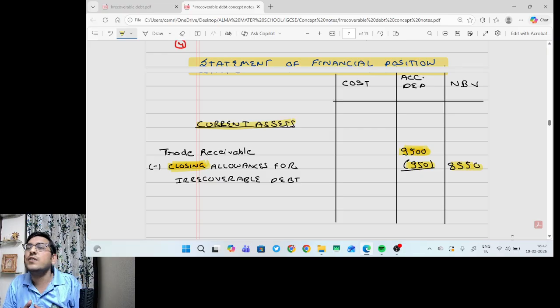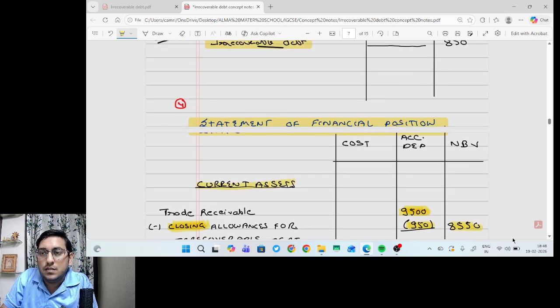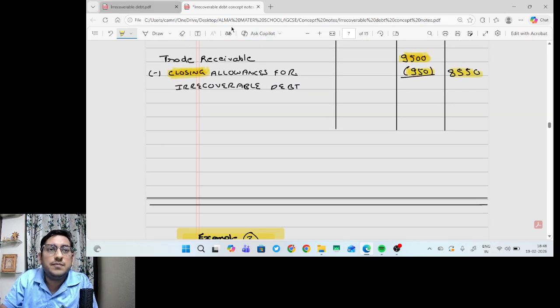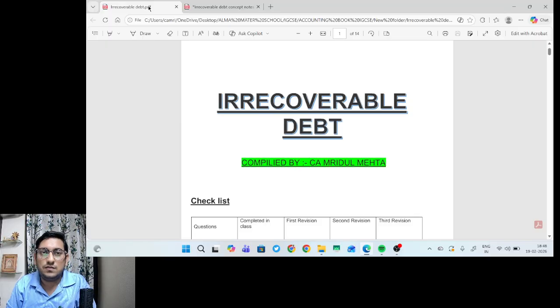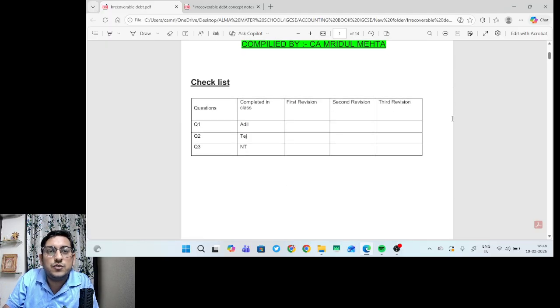So what is irrecoverable debt? It is a loss to business. The amount owed by the credit customer is not recovered due to insolvency or bankruptcy. And in that case, whenever we realize that it is an irrecoverable debt, we have to recognize it in the accounts. Clear? So this is the concept of irrecoverable debt. Now we are moving to a question for more clarity. So let us do one question.